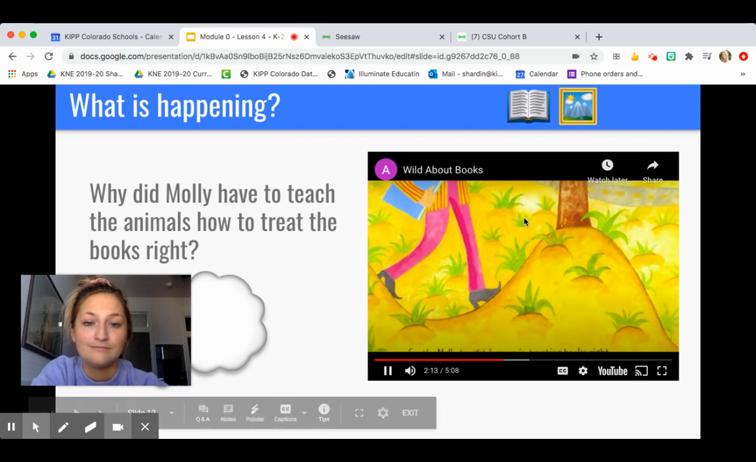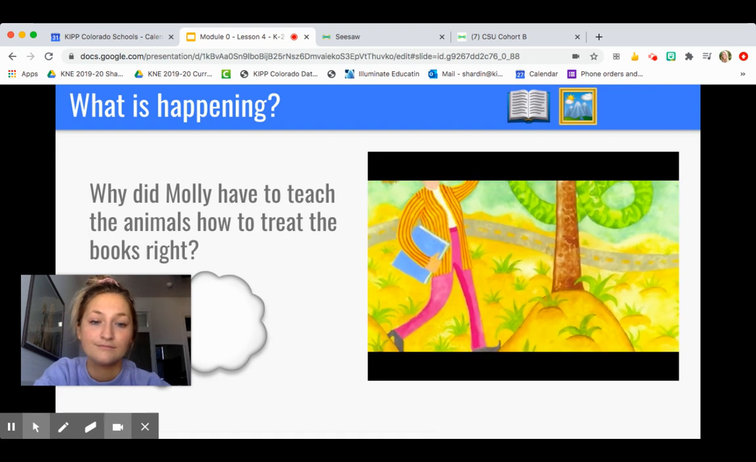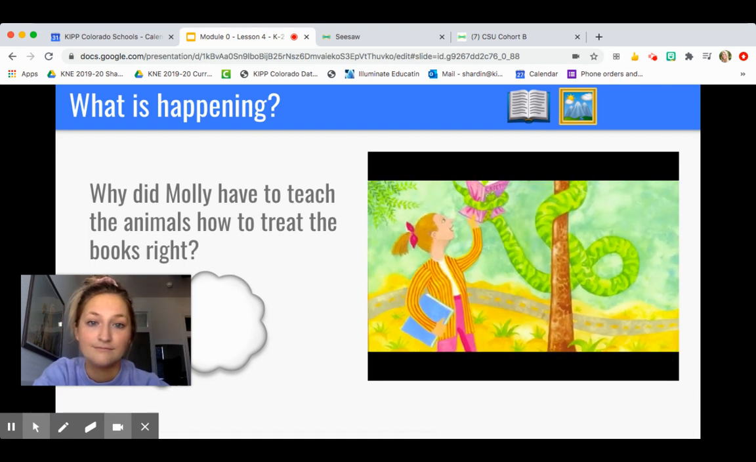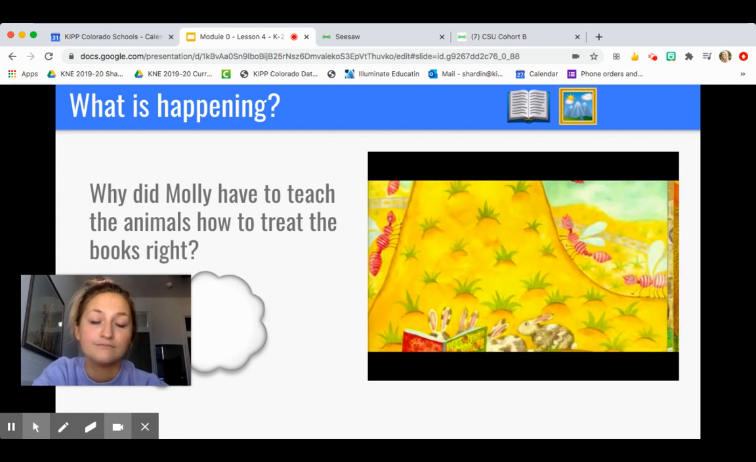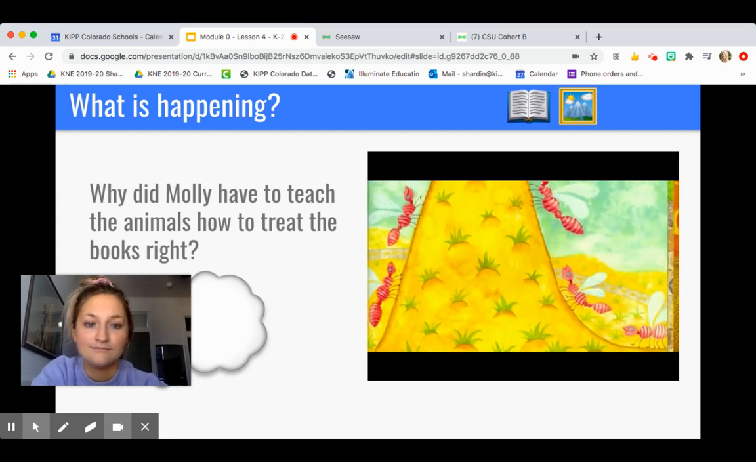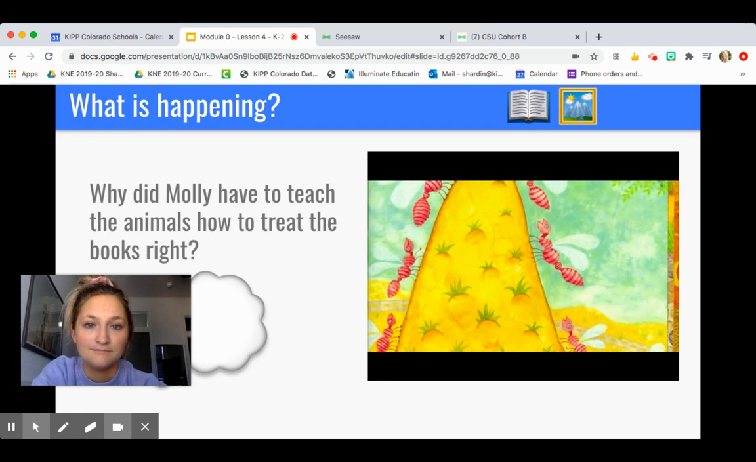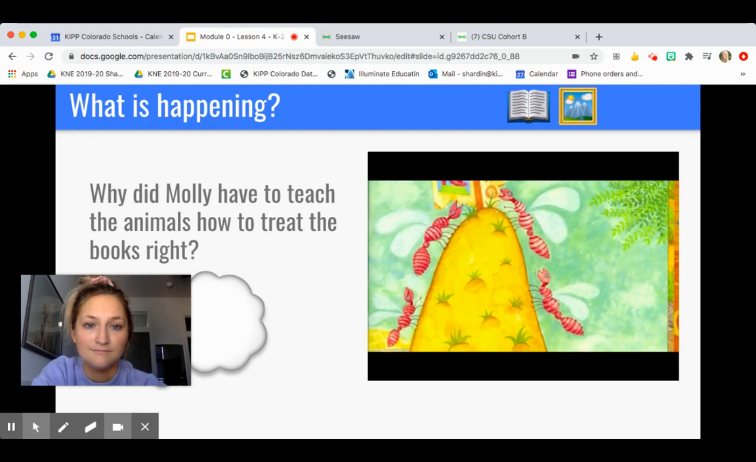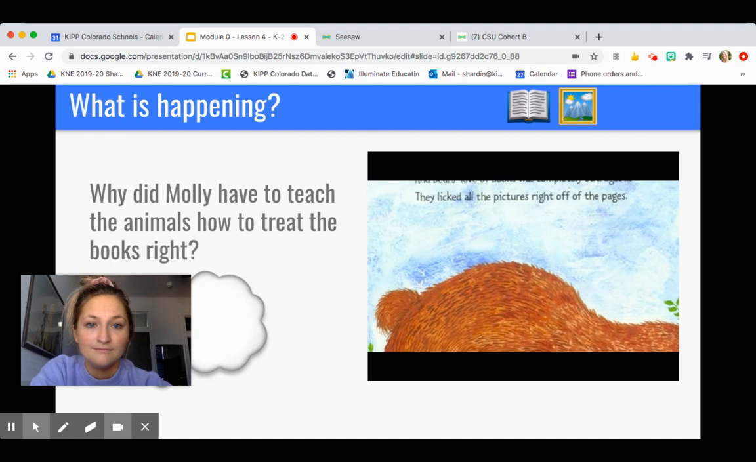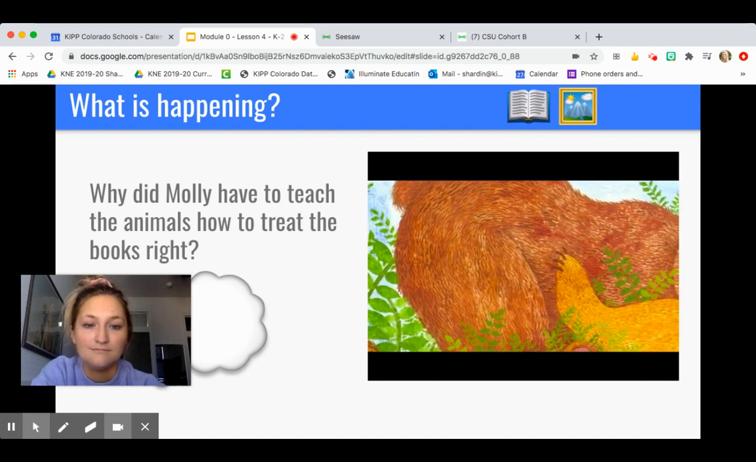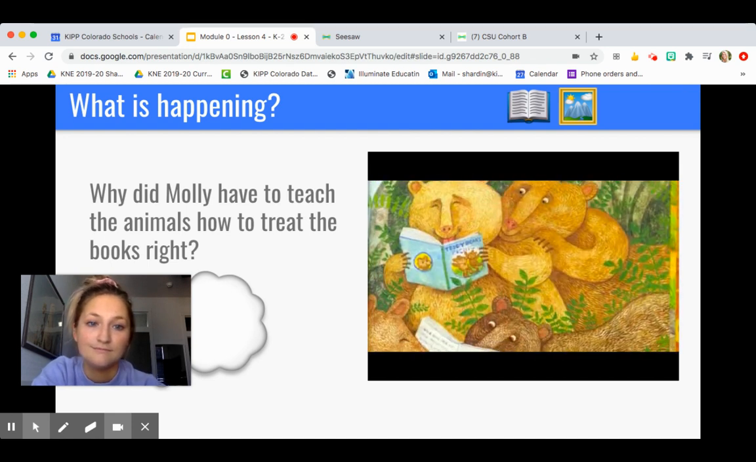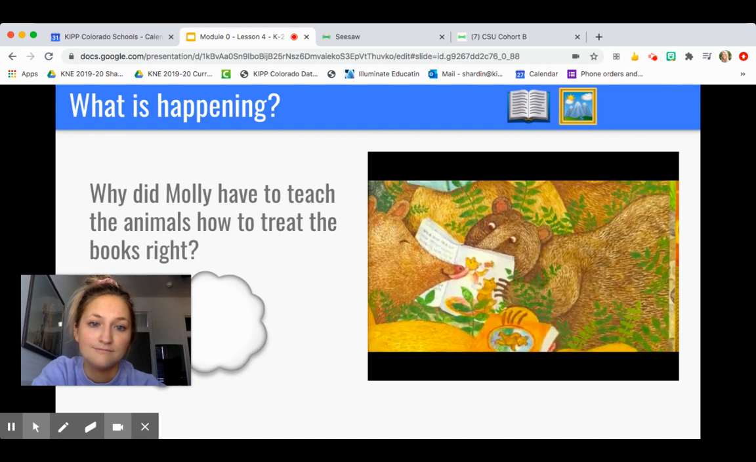Gently, Molly taught lessons in treating books right, for the boa constrictor squeezed Crichter too tight. Baby bunnies mucked up Goodnight Moon with their paws. Giant termites devoured the Wizard of Oz. And Bear's love of books was completely outrageous. They licked all the pictures right off of the pages.